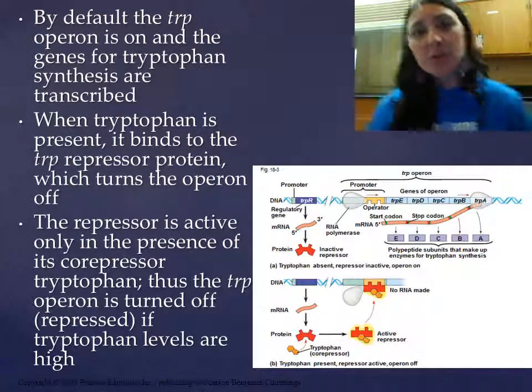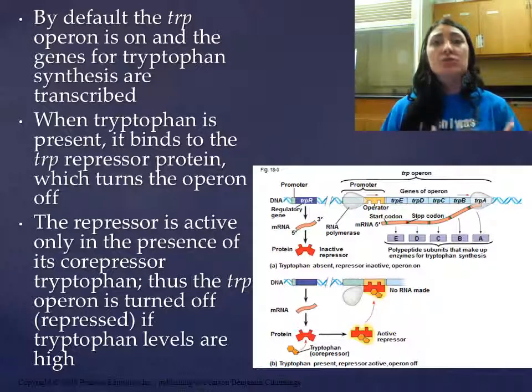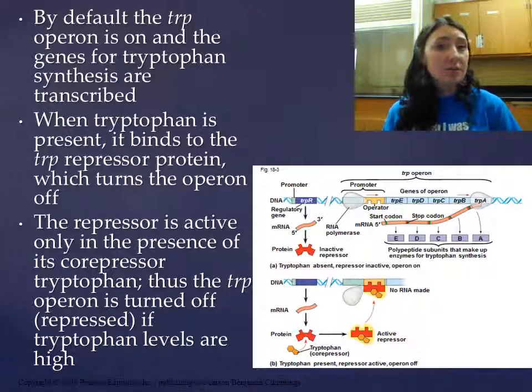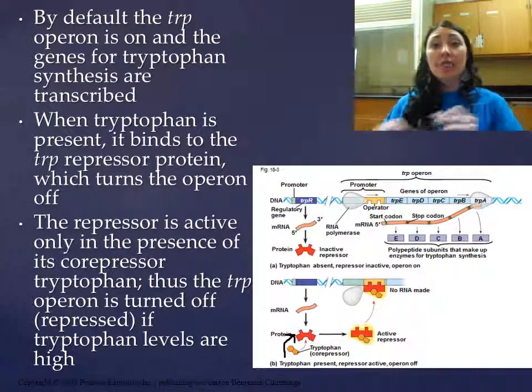As we kind of alluded to on the last slide, your trp operon is typically on, and the genes for tryptophan synthesis are transcribed. So you are making those enzymes that make tryptophan usually. It is typically in the on position. But if you have tryptophan present, it's going to bind to your repressor. So here we see the tryptophan binding to the repressor. When it binds, that activates your repressor, turns off the gene.